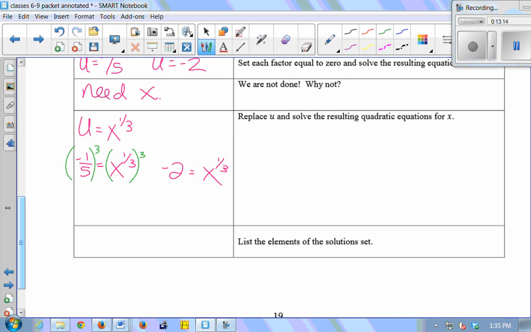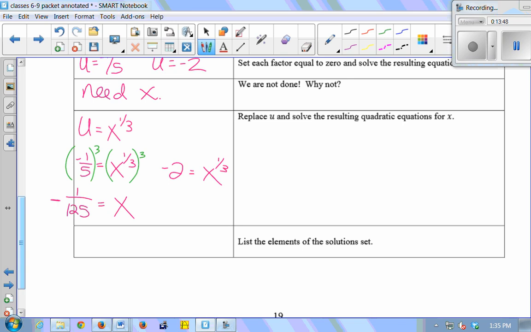Or you can think of x to the 1/3 as the cube root of x, and then to undo cube root, you cube. So x to the 1/3 cubed is x to the first, which is the same thing as x. And -1/5 cubed just means -1/5 times -1/5 times -1/5. So the answer is going to be negative because I've got 3 negatives. And 1/5 times 1/5 times 1/5 is 1 over 125.